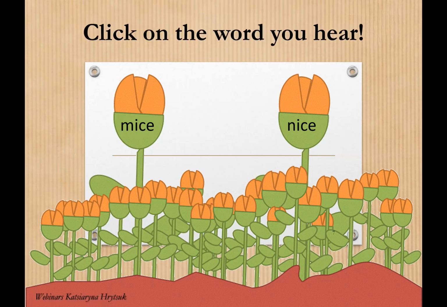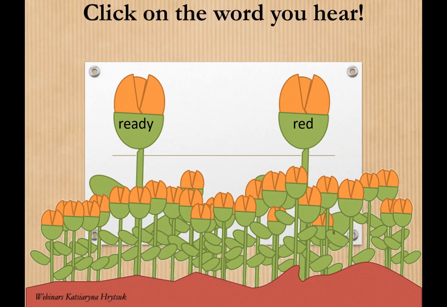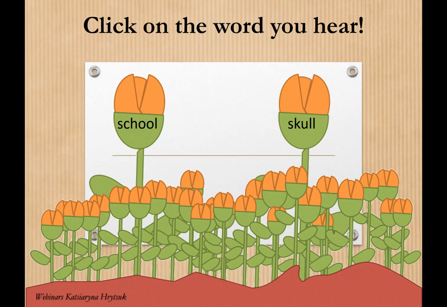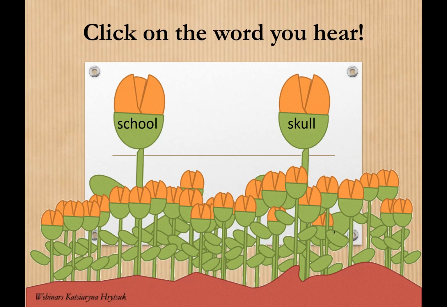Sophia. Nice. Second flower, it's quite easy. Lera. Yes. The second flower. Ready. Ready is the first flower. Maybe you don't hear well. Yes, ready, not red. Skull, Zhenya. Yeah, second flower. Okay, skull. Here, Vika. First flower. Absolutely, yes. Here, the first flower.